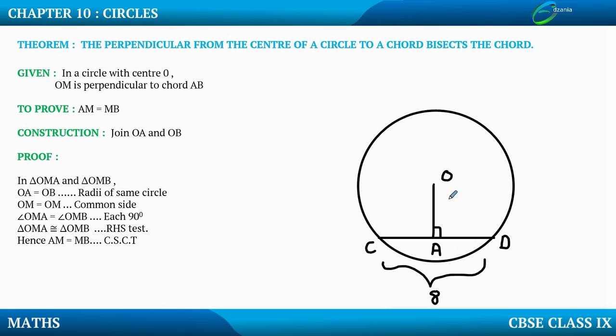It is very simple. A perpendicular drawn from the center of the circle to the chord bisects the chord. So these two parts will be equal, that is CA and AD will be equal. The entire CD is 8, therefore CA will be half of CD. So CA has to be 4 and AD will also become 4. So in this way there will be some questions to be solved on this theorem.